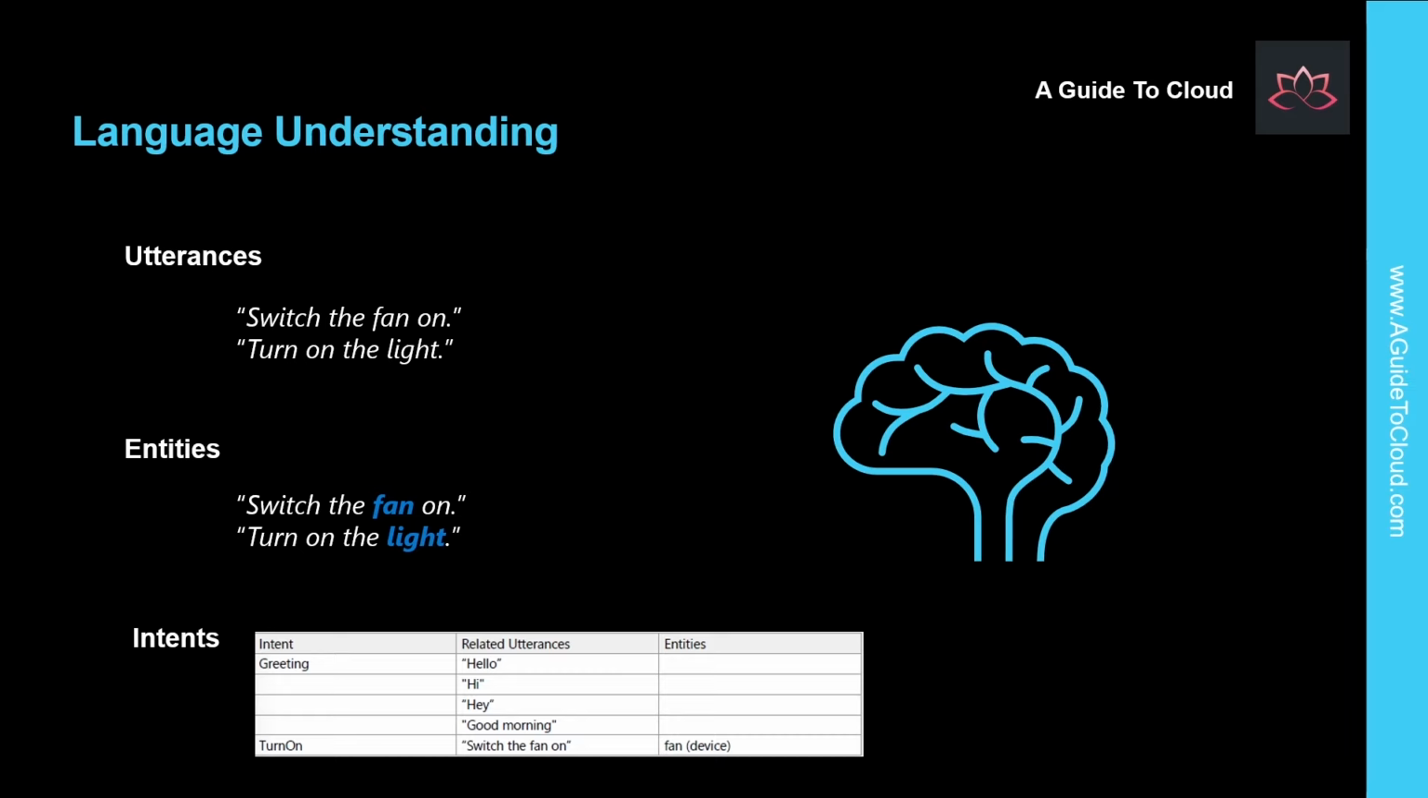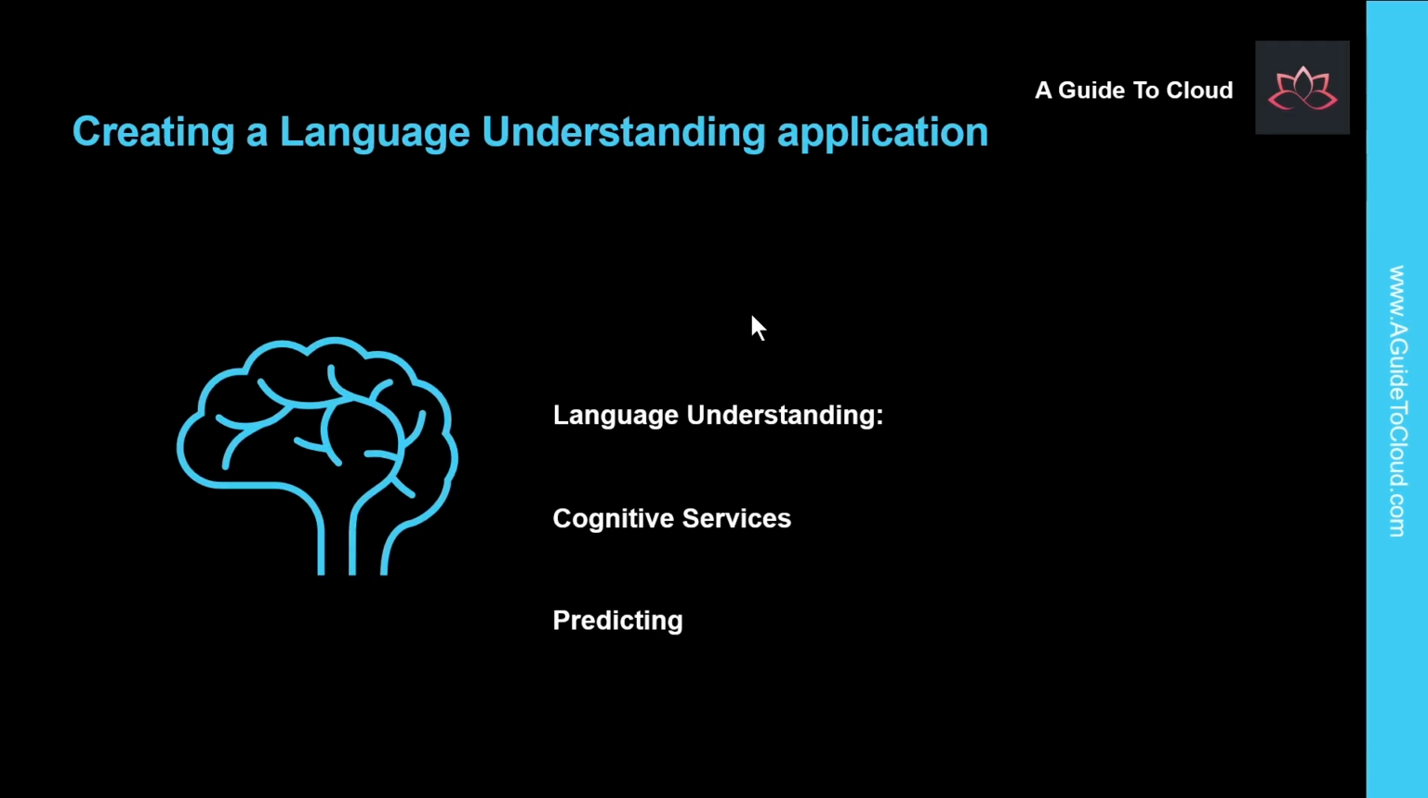An intent represents the purpose or goal expressed in a user's utterance. For example, for both the previously considered utterances, the intent is to turn a device on. So in your language understanding application, you might define a turn on intent that is related to these utterances. Creating a language understanding application consists of two main tasks. First, you must define entities, intents, and utterances with which to train the language model, referred to as authoring the model.